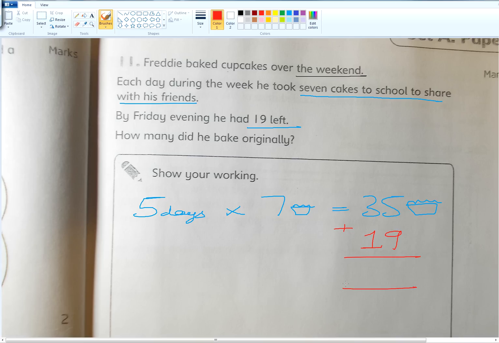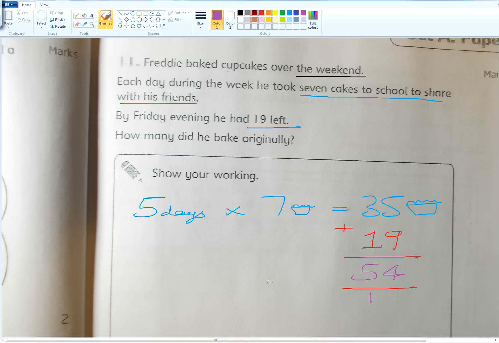So he gave 7 cakes per day for 5 days out. But when he counted how many he had left over from his cooking event, he had 19 left. So 35 add 19. What's 35 add 19? Let's go for that. 5 add 9 will give us? 14. 3 add 1 is, that'll give you a total of?